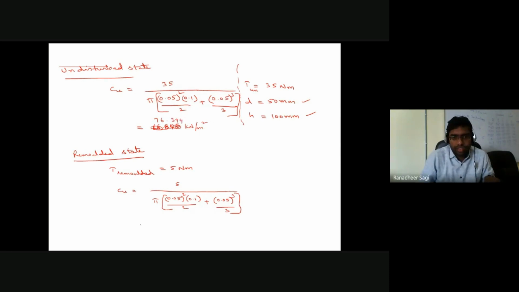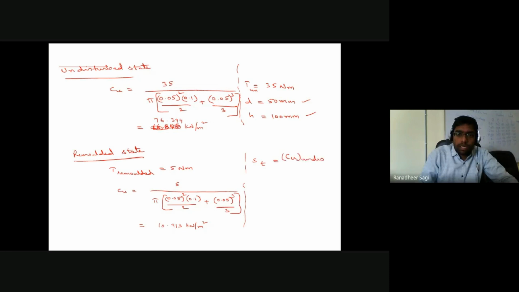And in the case of your remolded state, what is your Cu value? 10.913 kilonewton per meter square is the Cu value in remolded state. So what is ultimately we required to calculate? Sensitivity of the soil. Okay. So Cu in undisturbed condition to that of your Cu in remolded condition. Yeah. So that is 76.394 divided by 10.913. So it comes out to be 7.